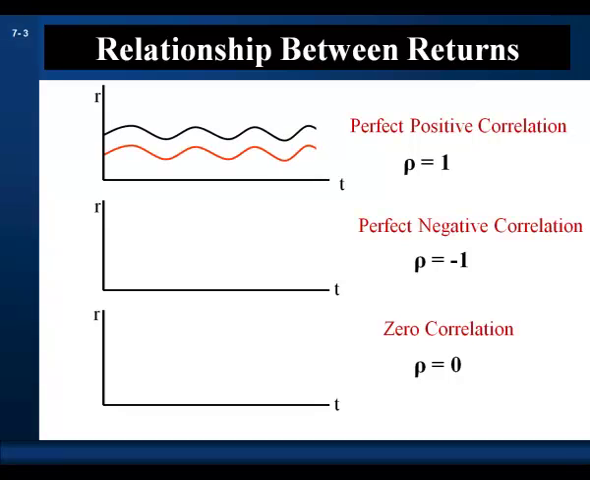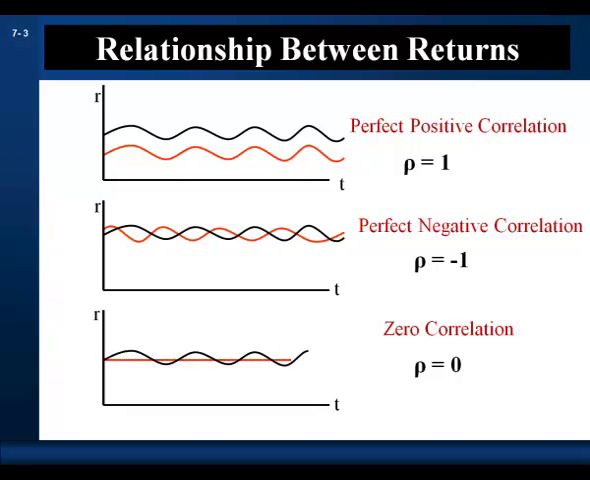If the returns of two securities are moving exactly alike over time, the two securities have perfect positive correlation, and the correlation coefficient is 1. If the two returns are moving exactly oppositely over time, they are perfectly negatively correlated, and their correlation coefficient is -1. If there's no relationship between the two returns over time, they have zero correlation, and their correlation coefficient is 0.